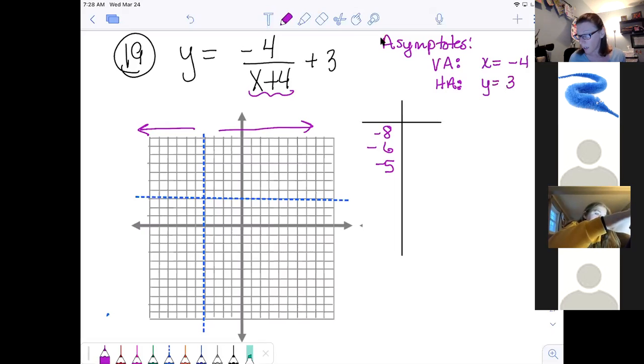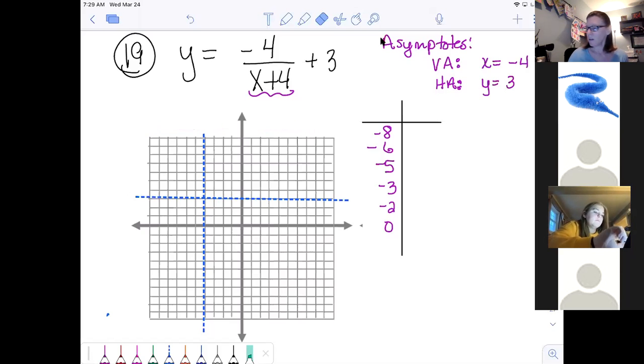Going to the right, I might as well pick the one right next to it, a -3. And then choose a -2, because again, -2 plus 4 makes 2. So that one's a good one to pick. And then maybe we'll pick 0, because if I plug a 0 in, 0 plus 4 gives me 4. So again, not only do they have to be to the left and the right of the asymptote, but I want them to work nicely. So now I have the X's. When you plug them in, they should work out pretty nicely with your fraction.